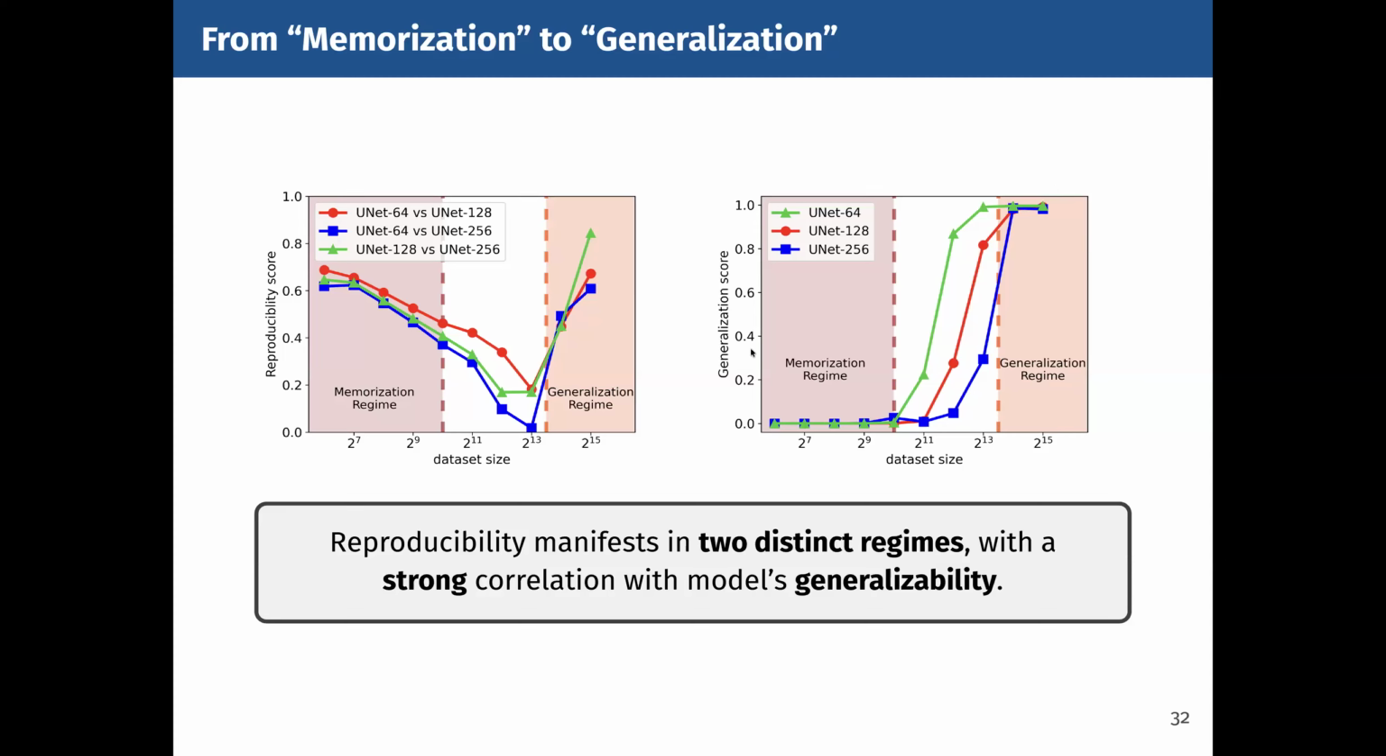But what this is saying is that reproducibility is not necessary for generalization. Yeah, it's not necessary because it's not sufficient for generalization. Well, it's not necessary because you're getting high generalization with low reproducibility around 2 to the 12th or 2 to the 13th. You mean here? Yeah, you're getting low reproducibility but high generalization at those points.